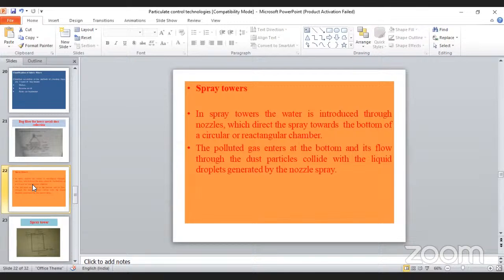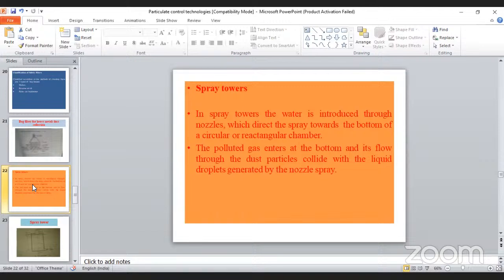Here the polluted gas is entering a chamber. Chamber means it is a kind of hopper which has a provision at the bottom. At the bottom, one outlet must be there, for discharging the waste or slurry.